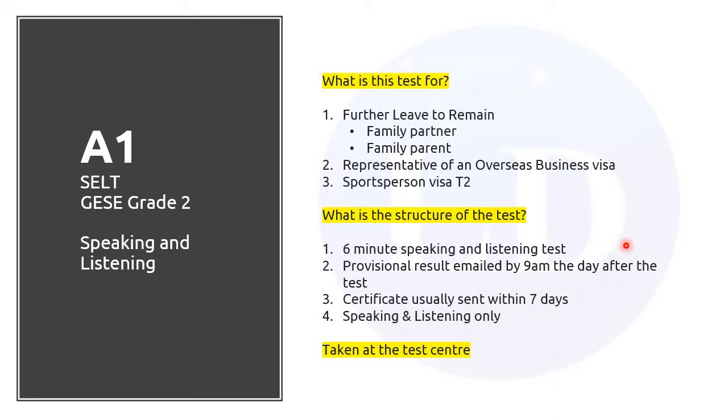So for example, if you do the test today, you will get the results next day by 9 AM. Okay, so that would be your provisional result, which means that they would just let you know that you have passed or whatever you have performed, and the same result would be in the form of a certificate in 7 days. So it's a speaking and listening test, and the test is taken at the center. You have to book online and you have to go to a center to do this test. Okay, so let us move on.